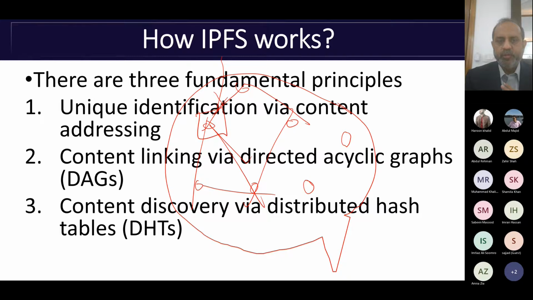So may it be a video file or an audio file or a text file or a Word file or a PowerPoint presentation, it's going to hash it, and it'll produce a hash, which is a 256-bit hash. Then it will create a directed acyclic graph, which is called DAGs. So you see what these DAGs are, and then it will have content discovery via distributed hashes.